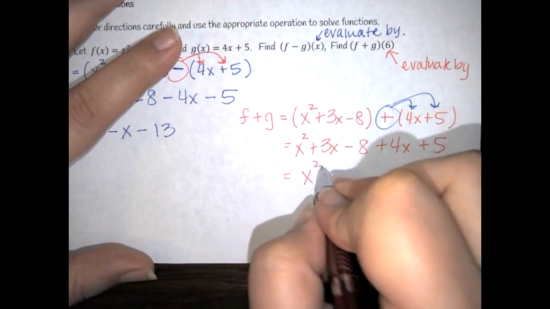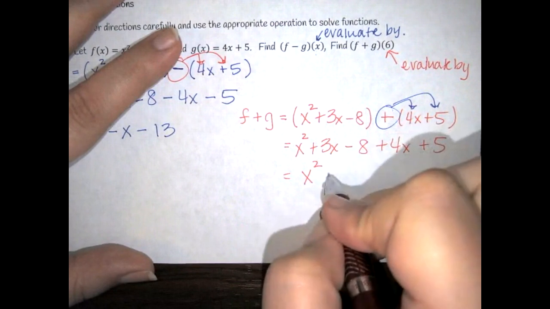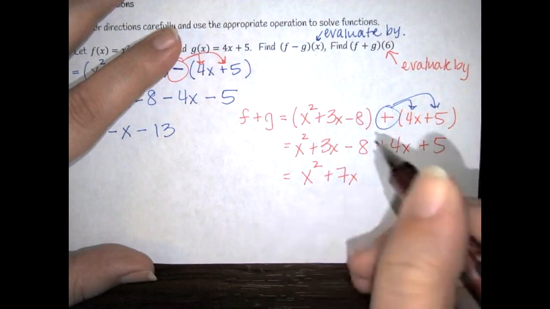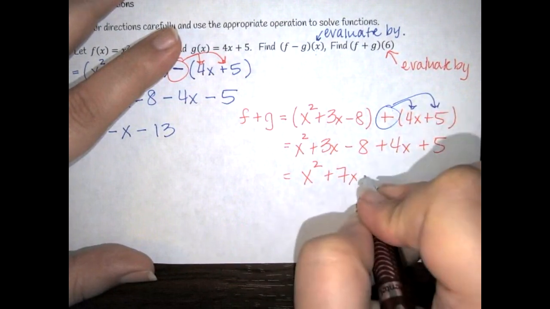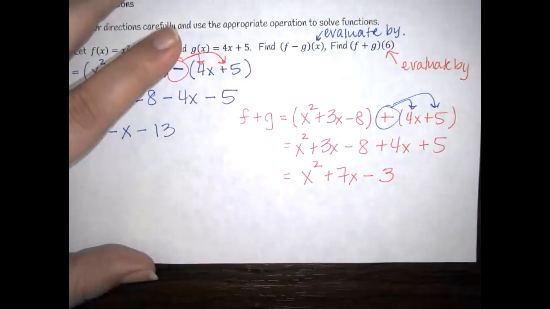And we're going to combine our terms here. It's going to give us x squared. 3x plus 4x gives you a 7x. And the negative 8 plus 5 is a negative 3.